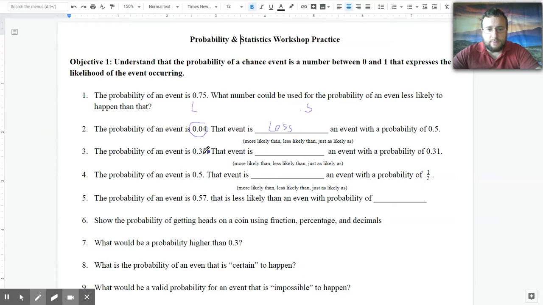So on these two, again, this is 0.33, this is 0.31. Which one is bigger? That one is. So the first event is more likely than the second event is.